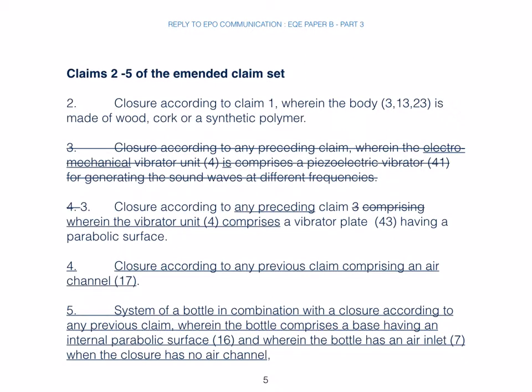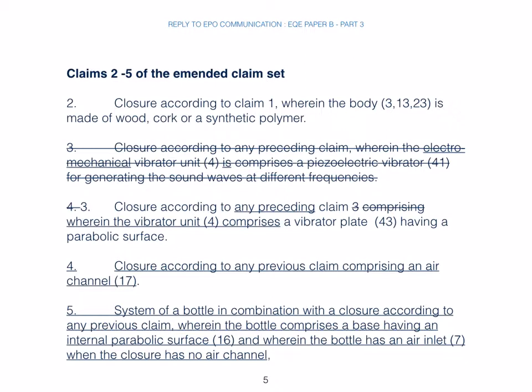As you can see, once again, I have overwritten the client's proposal. Claim three is deleted. Former claim four is now claim three and is amended. Claim five is amended too. The amended claims read as follows. Two, closure according to claim one, wherein the body is made of wood, cork, or a synthetic polymer.